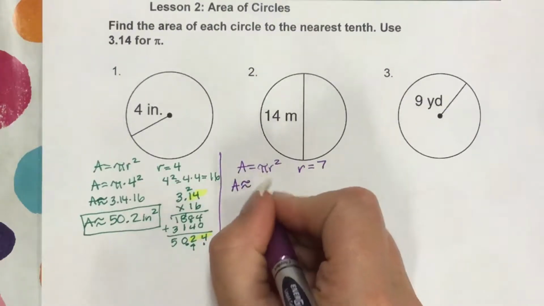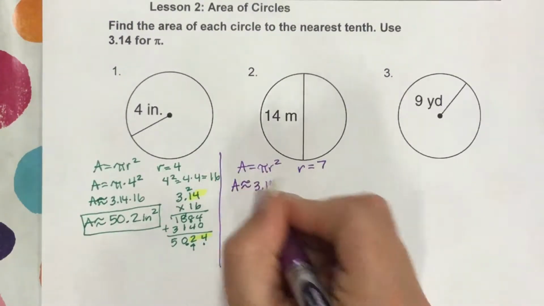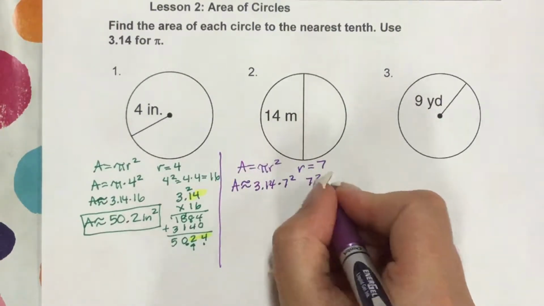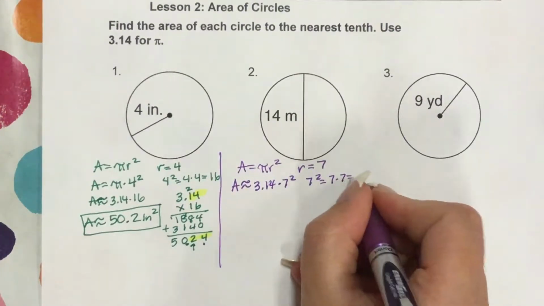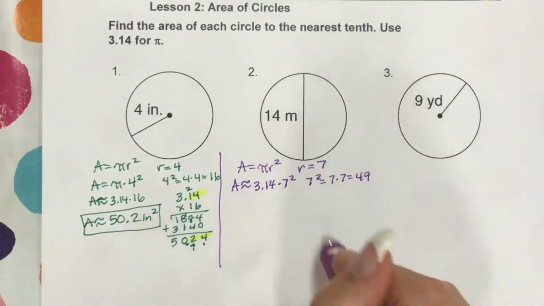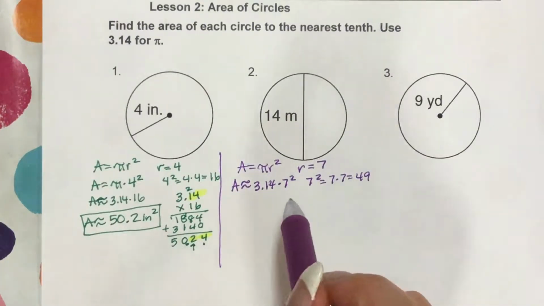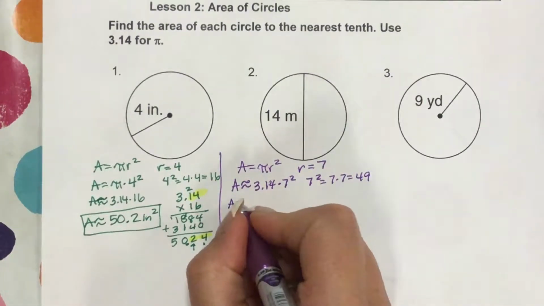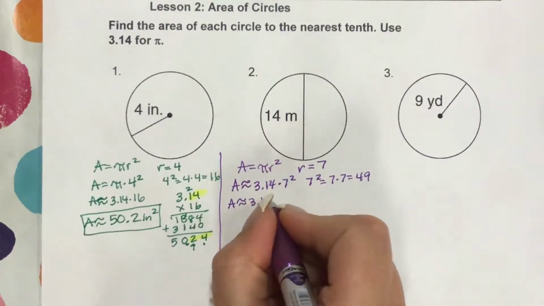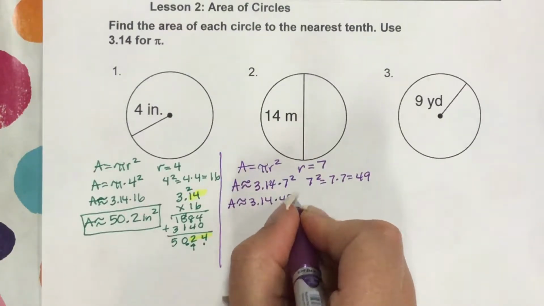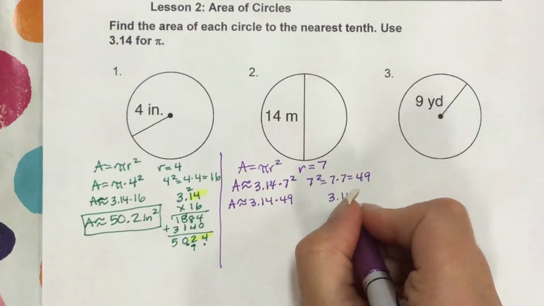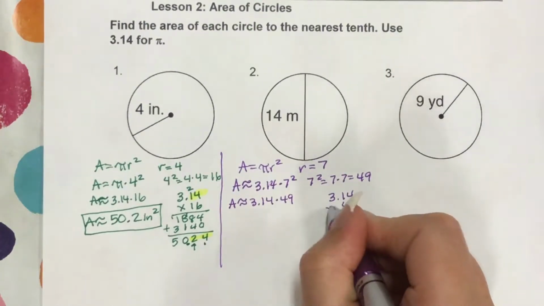Now remember, I'm going to put 3.14. When I do that, it becomes an approximation. Times 7 squared. And 7 squared is the same thing as 7 times 7, which is 49. We have to do our order of operations, which states we have to do the exponents first before we do the multiplication. So we have area is approximately 3.14 times 49. I'm going to take this off to the side, 3.14 times 49, and do that multiplication.